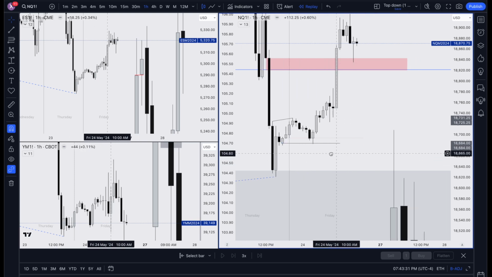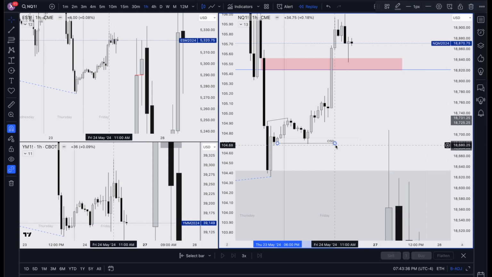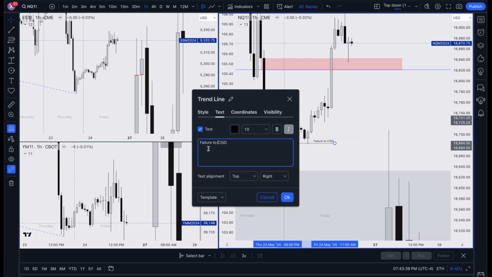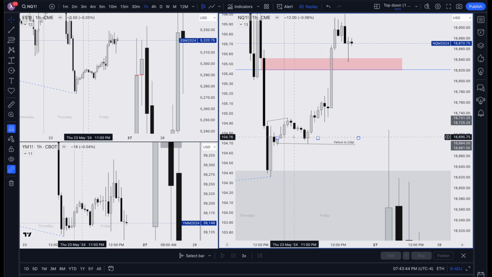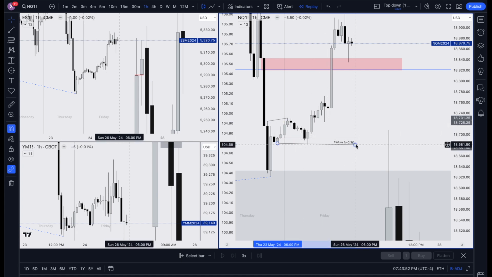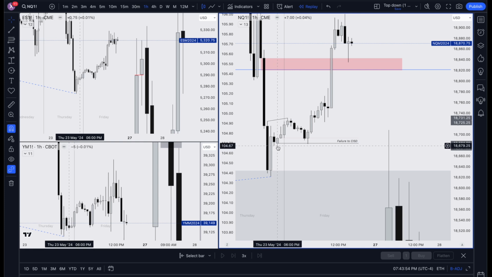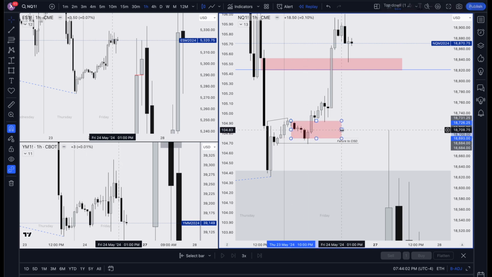Okay, cool. One area of interest here, we're going to call this a failure to CISD. Again, this is not a PD array I'm teaching you. I'm just talking about context, just reading order flow. SMT, liquidity sweep, failure to CISD. Then once we fail to change the state of delivery below this candle, we now close through this series of consecutive down-close meaty candles. I'm going to say it again, meaty candles.